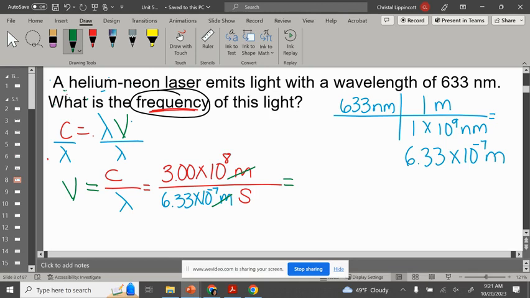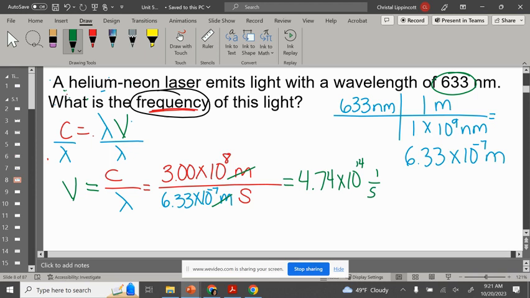So how many sig figs should I have for my answer, first of all? What's my measured amount? How many sig figs in my measured amount? 3. I have 3 sig figs here, so I need 3 in my answer. Oh, sig figs are back too, you guys. 4.74 times 10 to the 14th. And my units, notice I've got seconds on the bottom here, so it's going to be 1 over seconds.